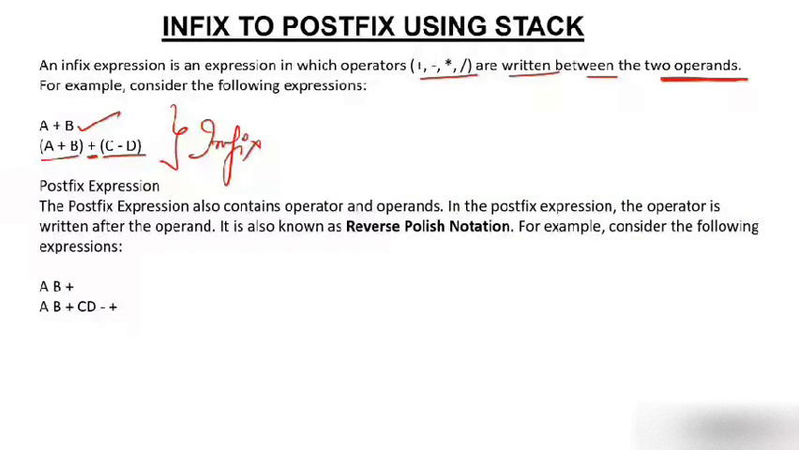Then what is a postfix expression? Post means next, after. A postfix expression also contains operators and operands. In a postfix expression, the operator is written after the operands. That is, if 3 plus 5 is infix, then 3 comma 5 comma plus, or you can say 3 5 plus, is postfix. Comma means you are separating. So 3 5 plus is postfix, because you are putting the operator after the operands.